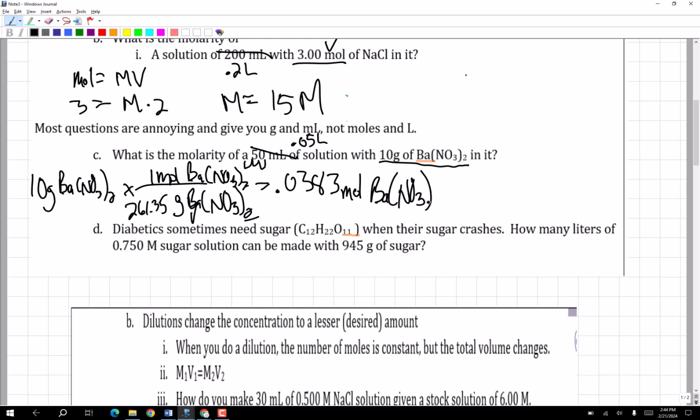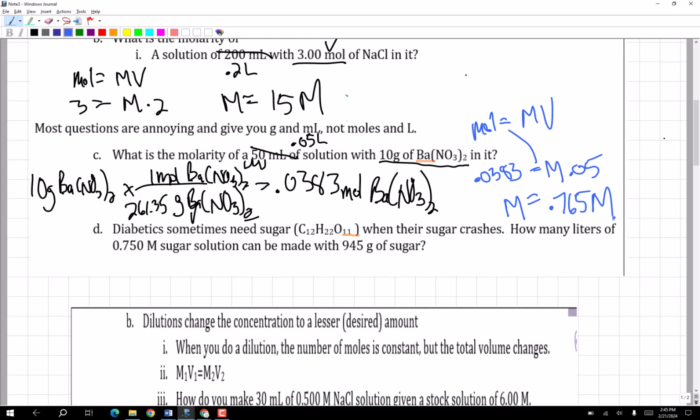All right, so I need the molarity of it, and remember, moles equals MV. So my moles are 0.0383. I'm looking for the molarity, and my volume is 0.05. My molarity equals 0.0383 divided by 0.05, which is 0.765. Capital M means molar.